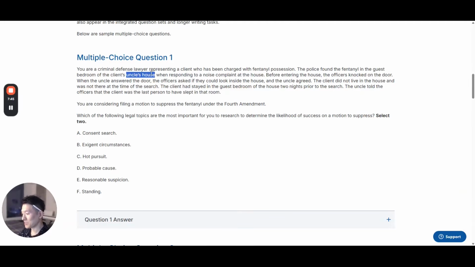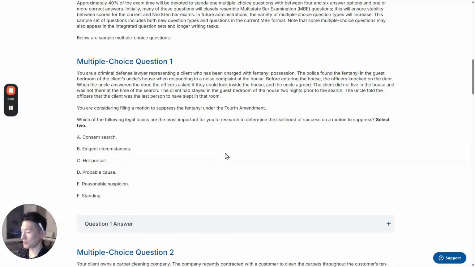And also, your client was not even present during the search. But the Fourth Amendment requires a personal expectation of privacy that could be subjective, objective. The first question is whether the defendant can even challenge the search at all. So I think we should keep option F and take a look at these other ones.